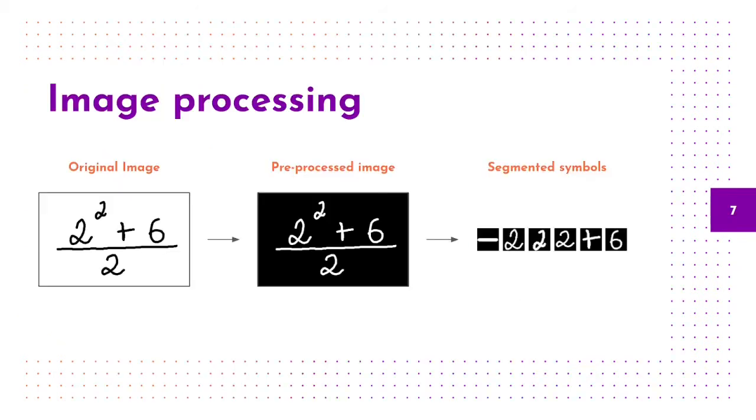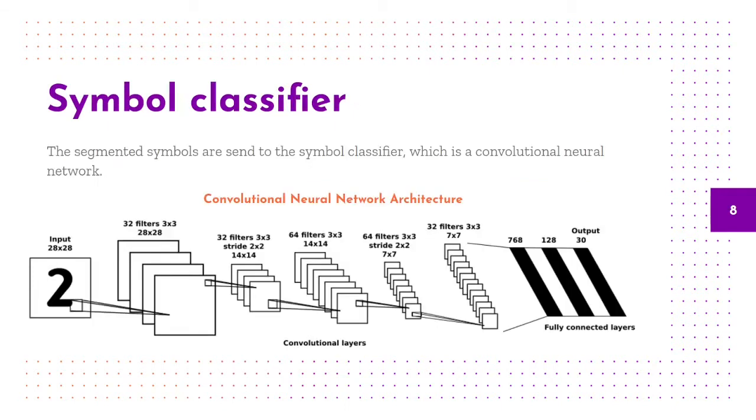This is an example of what happens in the image processing step. There's an original image, which is pre-processed and then segmented into isolated symbols. In the symbol classifier step, we use the convolutional neural network to classify each segmented symbol that makes up the expression. The architecture is composed by 5 convolutional layers, 2 fully connected layers. The input receives an image with size of 28 by 28 pixels, and the output is the 30 possible classes.